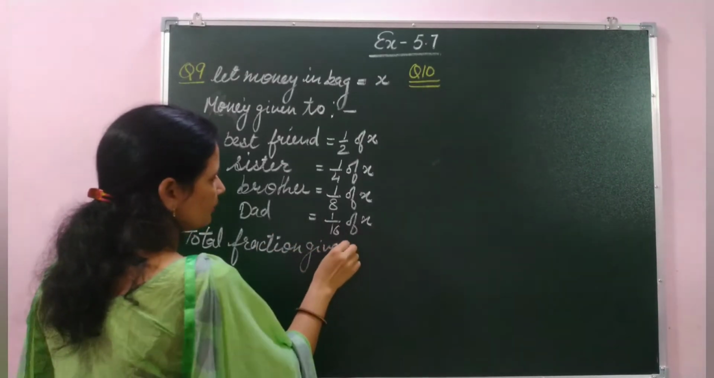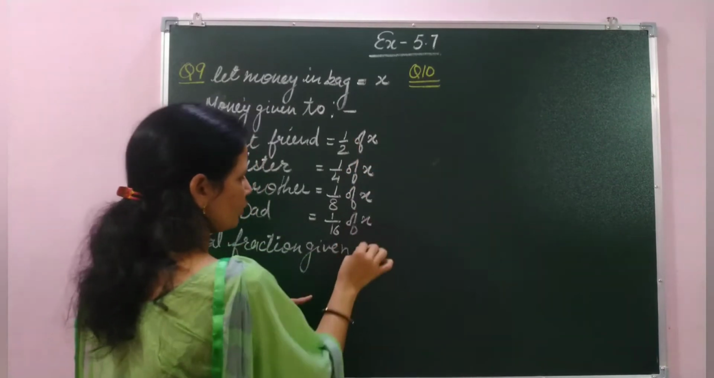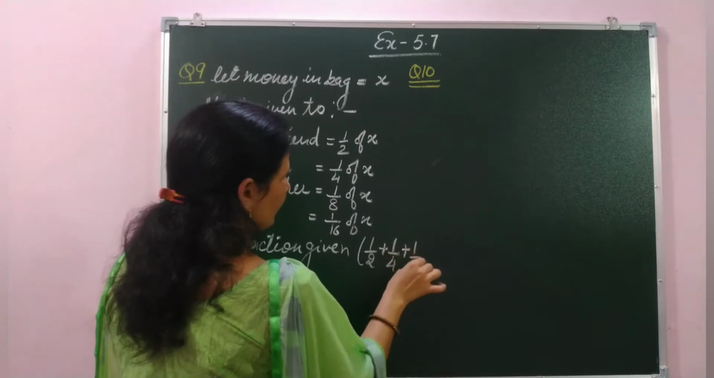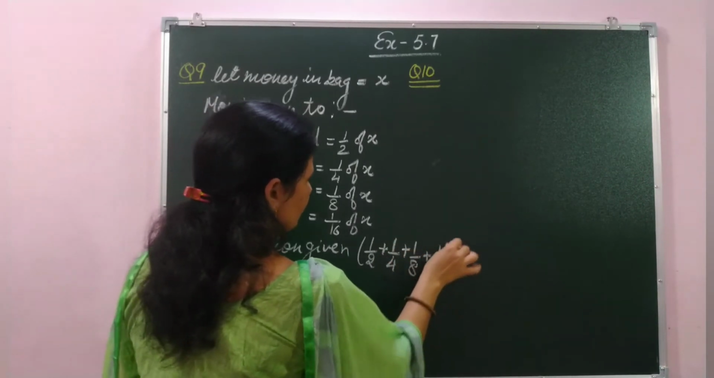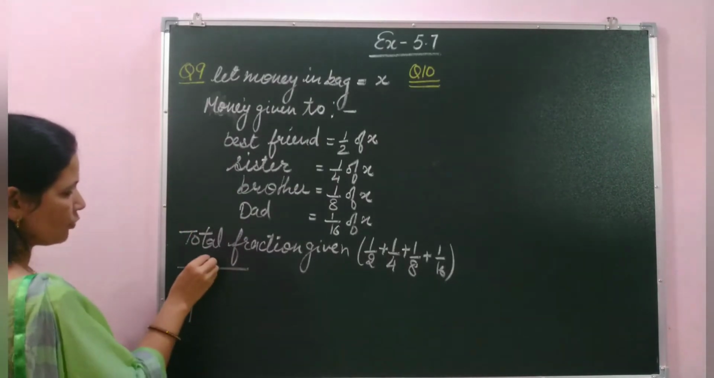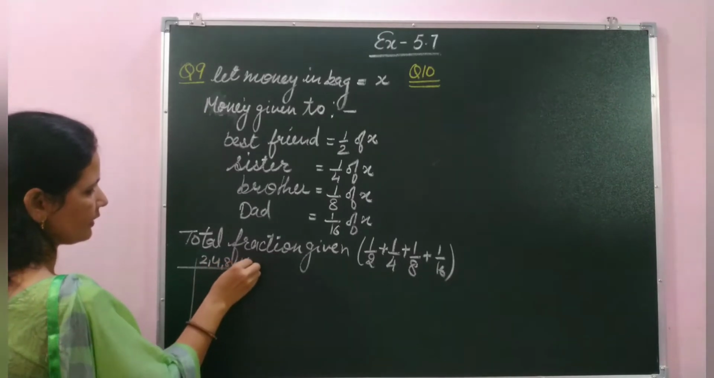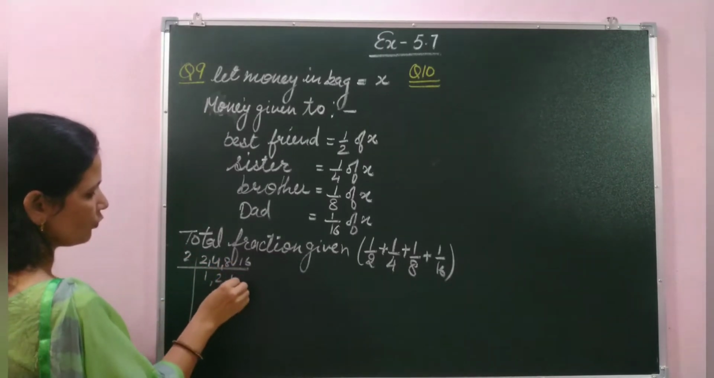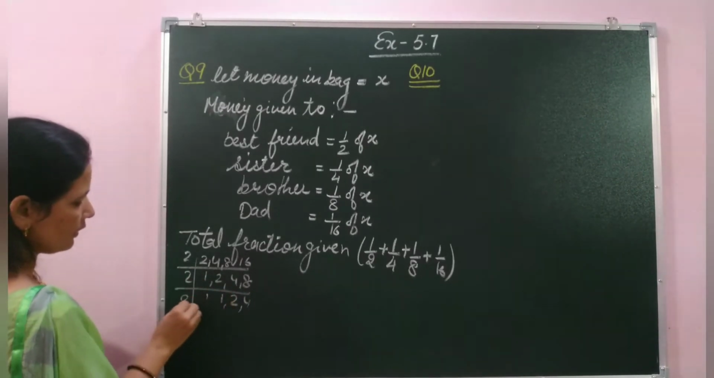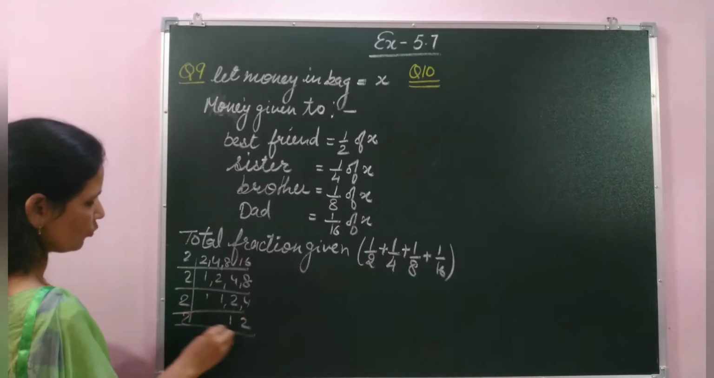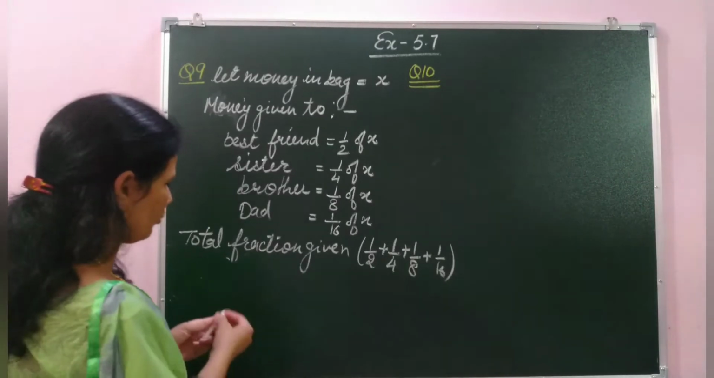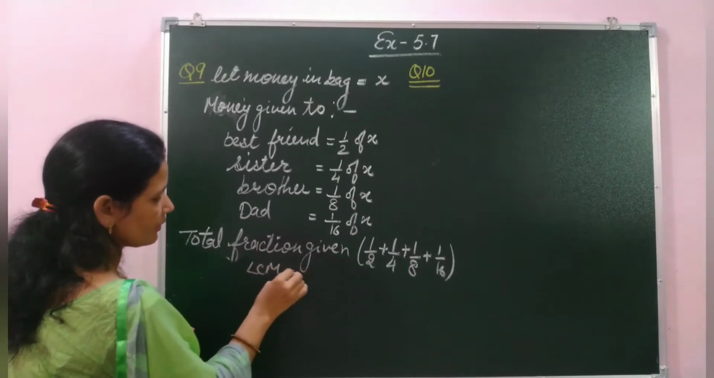To find the total, because all these are parts of X, we will do 1/2 plus 1/4 plus 1/8 plus 1/16. So let's take the LCM of 2, 4, 8, 16. 2 ones are 2, 2 twos are 4, 2 fours are 8, 2 eights are 16. So students, from here we get the LCM 16. What is the LCM? 16. So here we will write LCM 16.